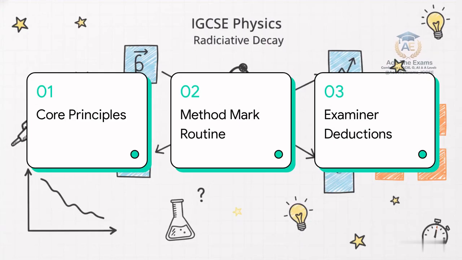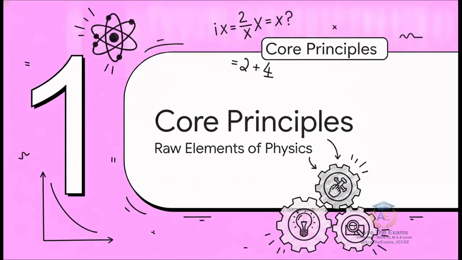To fix this, we've broken this explainer into three crucial parts. Part 1, core principles of decay. Part 2, the method mark routine. And Part 3, the examiner's deductions. Starting with Section 1, core principles of decay, the raw elements of physics.